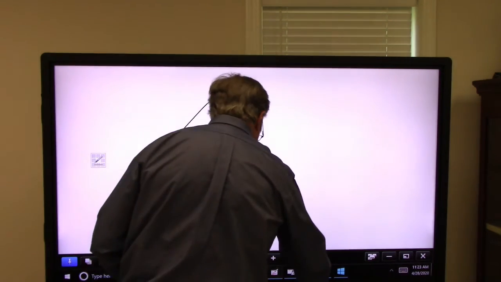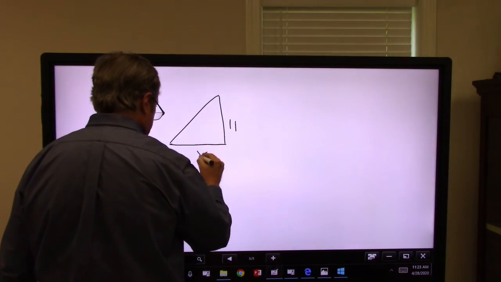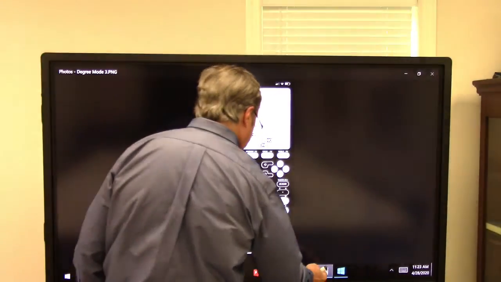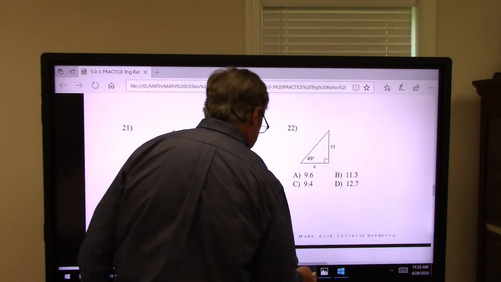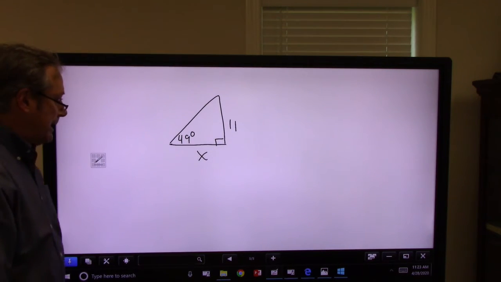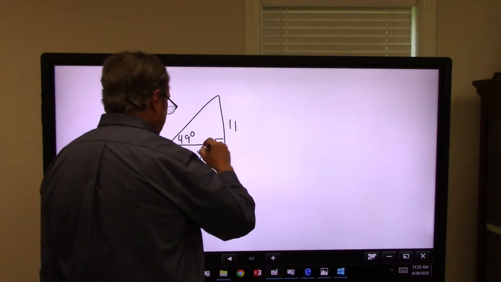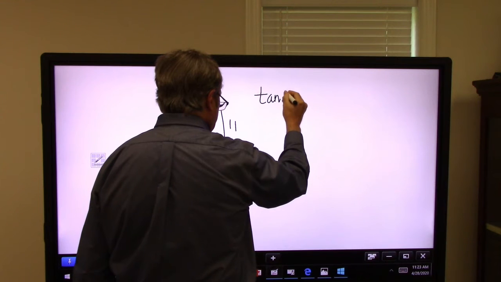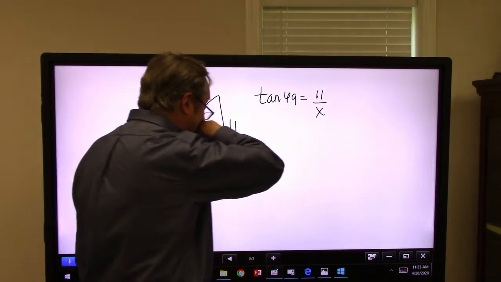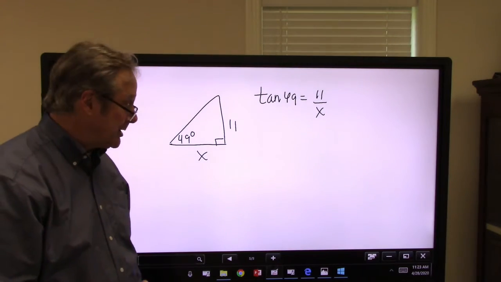This is going to be 11 over x. And what was the angle? 49, all right? Okay, so tangent is opposite over adjacent. So what we've got here is we're going to say the tangent of 49 degrees is equal to the opposite over the adjacent side. Okay, now what's weird about this, obviously, is that the x is in the denominator.